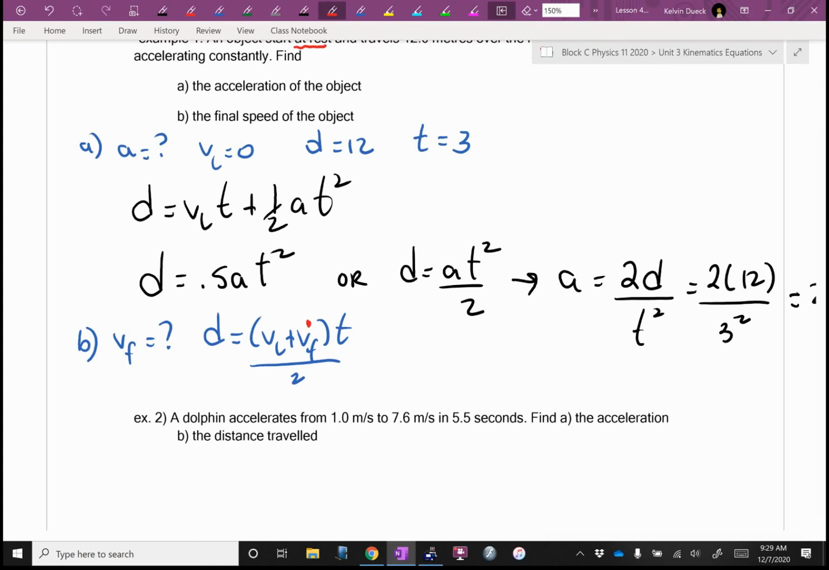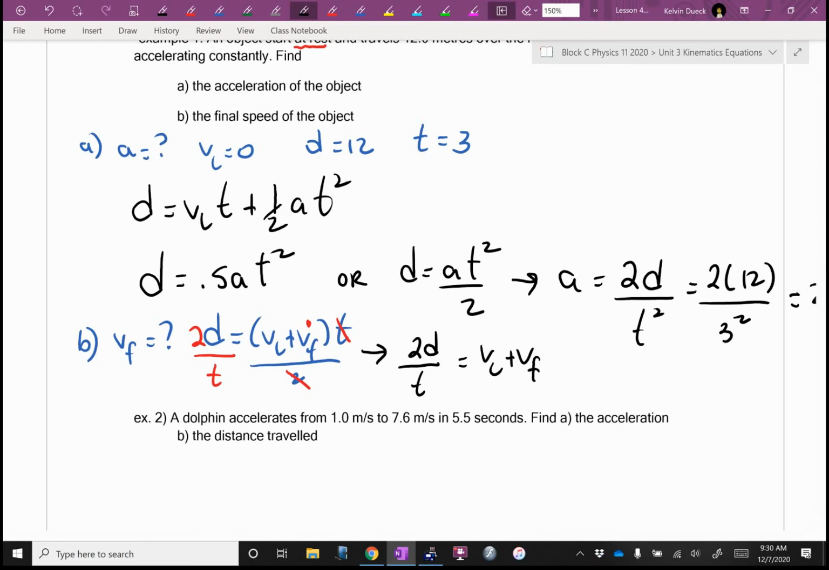How will I move the T over? I heard someone say it over here. You okay with that? How will I move this 2 over? And I'm going to rewrite this. So now what I have is 2D over T equals VI plus VF. And I've taken care of that bracket now because now it's redundant. Now I don't need a bracket.